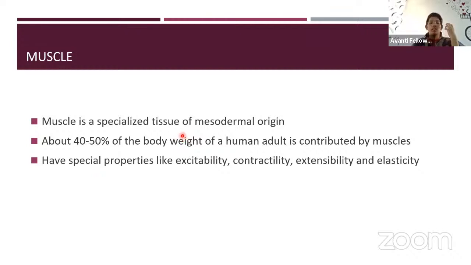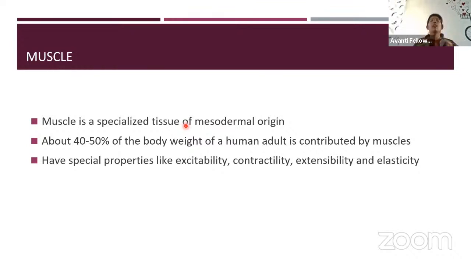Muscles are a specialized tissue of mesodermal origin. Mesodermal origin means what? We know humans are triploblastic organisms. Triploblastic means whenever the embryo is forming, at that time three layers will be formed at the beginning. What are those three layers? Endoderm, mesoderm, ectoderm. Right. By these three layers only, the organisms develop further; all the body organs will be developed. Same way, the muscles will be developed by the mesoderm.